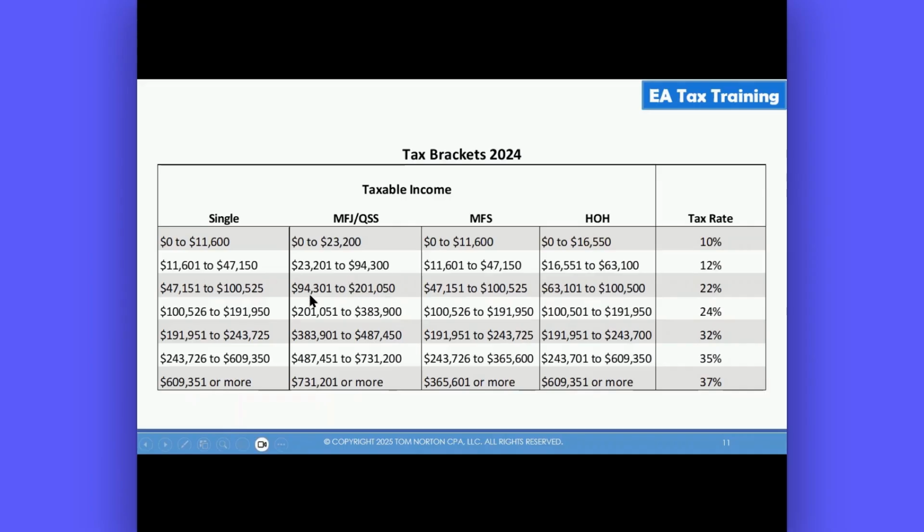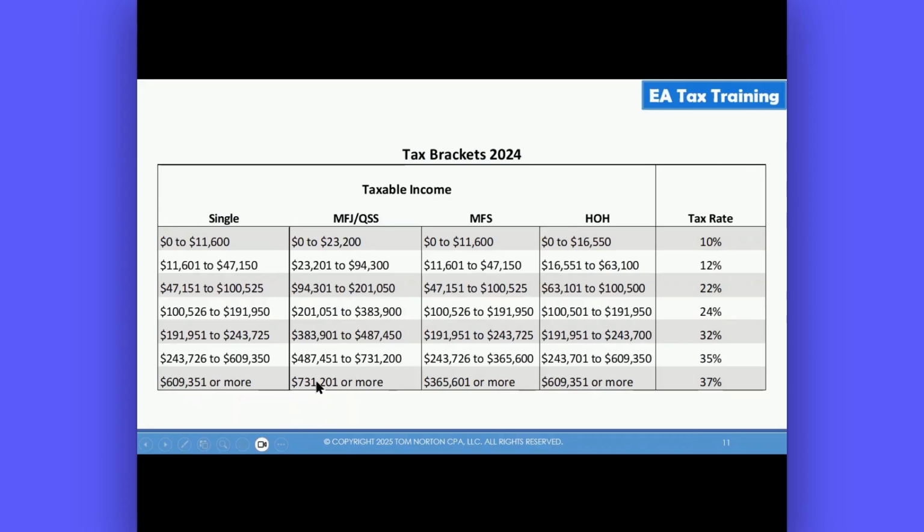If you make $94,301, your first $23,200 is going to be taxed at 10%. The amount between $23,201 and $94,300 is going to be taxed at 12%. The only amount of money that is going to be taxed at 22% is that final dollar that you made. The rest of the dollars that you made are not going to be taxed at 22%.